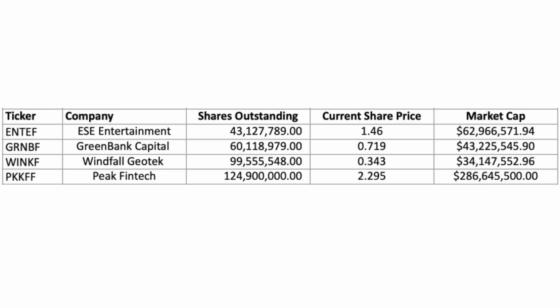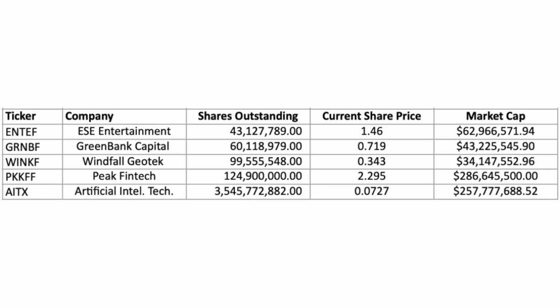And now let's take a look at an example of a terrible share structure, okay? And this is AITX. This is a company that I like. However, their share structure is completely brutal and needs to be fixed in order for the stock to reflect the business. Now, in a bull market, this wasn't as much of a problem. However, in a bear market, this becomes a big issue.